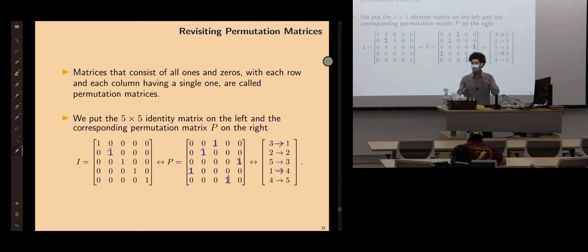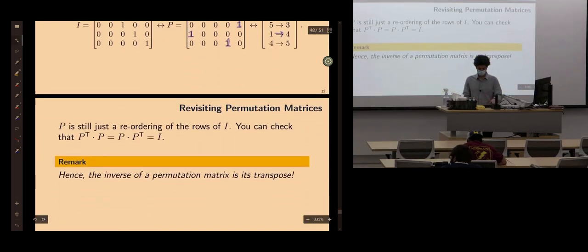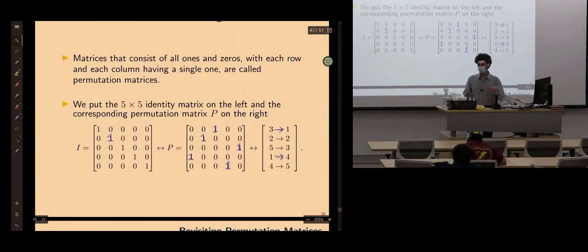So by just playing with the rows of the identity matrix, we can generate P. We had an example of it before. And then, if you remember, we multiplied it by the vector, and it did exactly this row exchange for us.